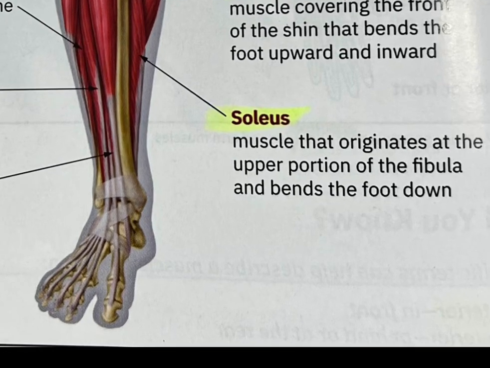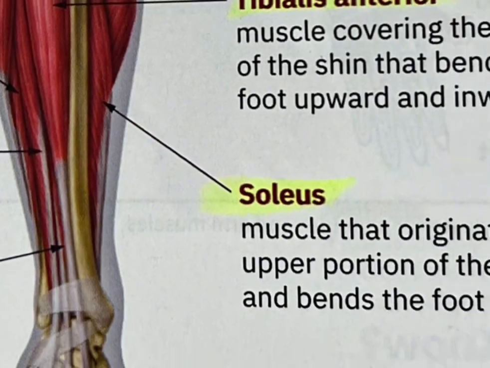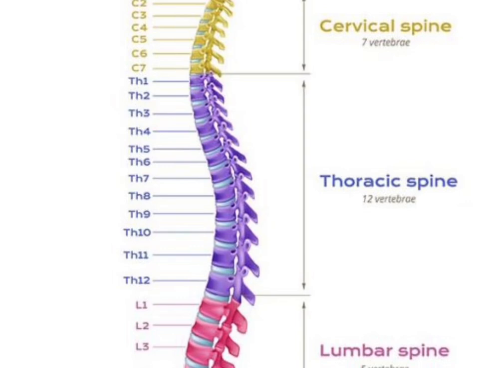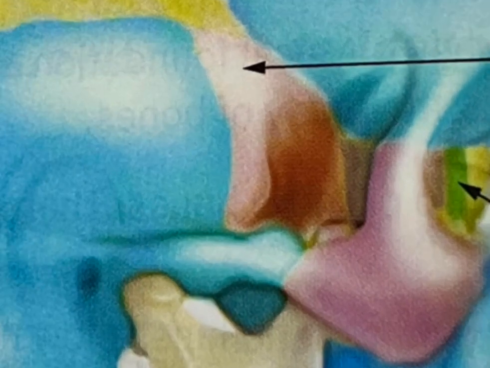Soleus, muscle that originates at the upper portion of the fibula and bends the foot down. Spinal cord, it is the portion of the central nervous system that originates in the brain and extends down to the bottom of the spine. Sphenoid bone, forms the base and sides of the skull.